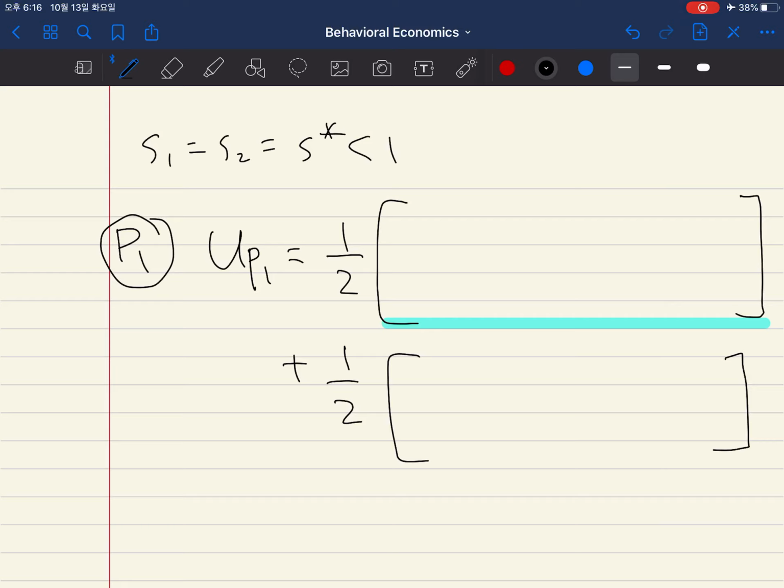So in this case, remember first proposal and responder are gonna share the resource. So responder is gonna get S star, and first proposal is gonna get the remainder, and second proposal gets nothing. So therefore, first proposal in this case obtains 1 minus S star.